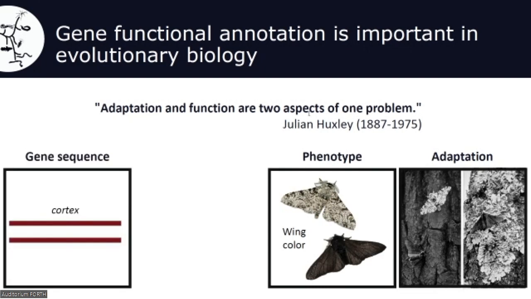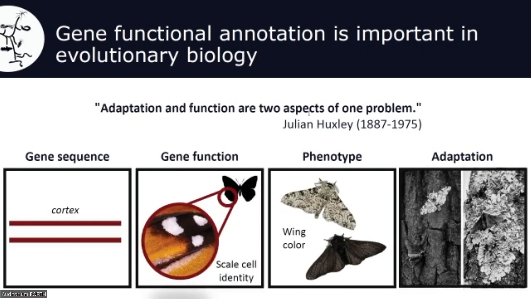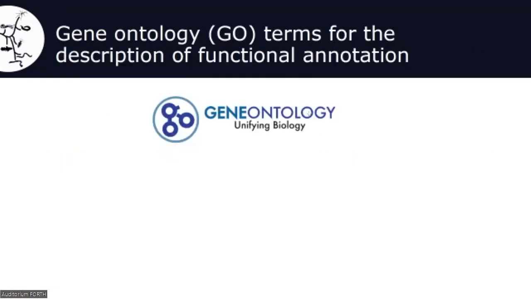But in order to fully understand how this gene is related to the phenotype and the adaptation, it helps to know the function of this gene. And only with this, we can have a full picture of how the evolutionary process works from the molecular to the phenotype level. So in order to know the function of genes, they created the Gene Ontology, which is a set of controlled vocabulary that assigns functions in terms of words.